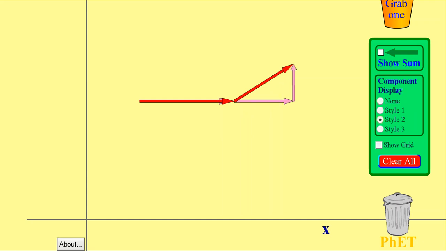If I go style 2, we're going to break this second vector into its east and west component here, and its north and south component there. You can do that. This red vector here is the same thing as these two being added together. So we're going to take the components of this red one and use those instead, because we like east and west, north and south.